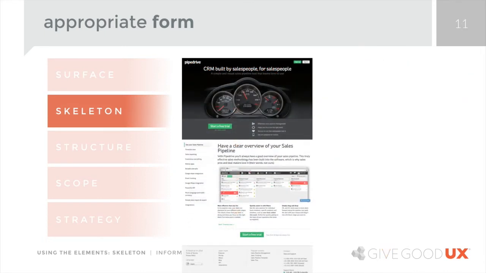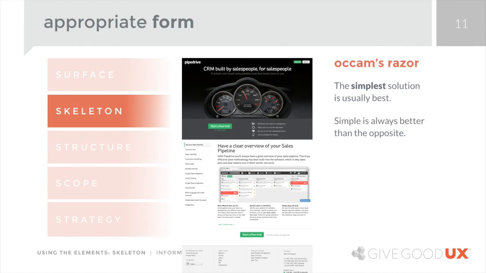Next, I'd like to introduce you to the principle of Occam's razor. This comes from science, and it's a theory that says the simplest answer to any problem or the simplest explanation to any phenomenon is usually the correct one. In terms of user experience and design, it means that the simplest solution is usually the best. It means that simple is always better than the opposite, right? Which is complicated, complex, difficult.